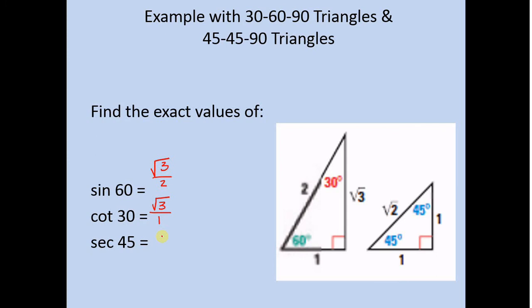What about the secant of 45? So that would be the cosine of 45 flipped. Cosine is adjacent over hypotenuse. So this would be hypotenuse over adjacent of 45. So my hypotenuse over my adjacent. Square root of 2 over 1.